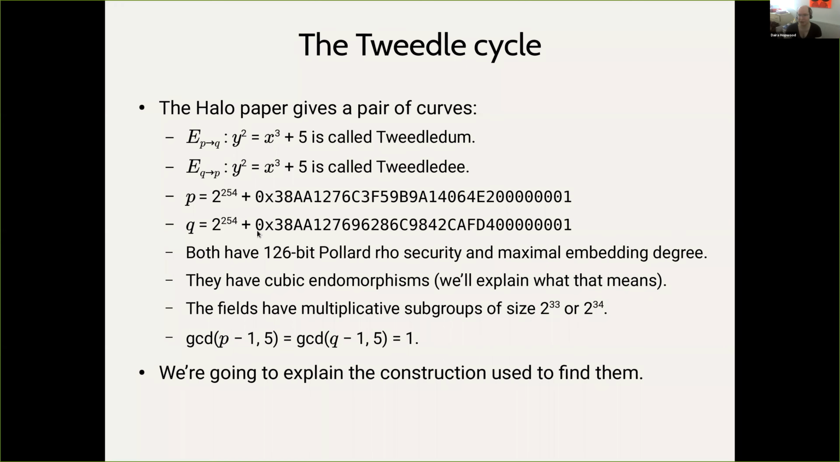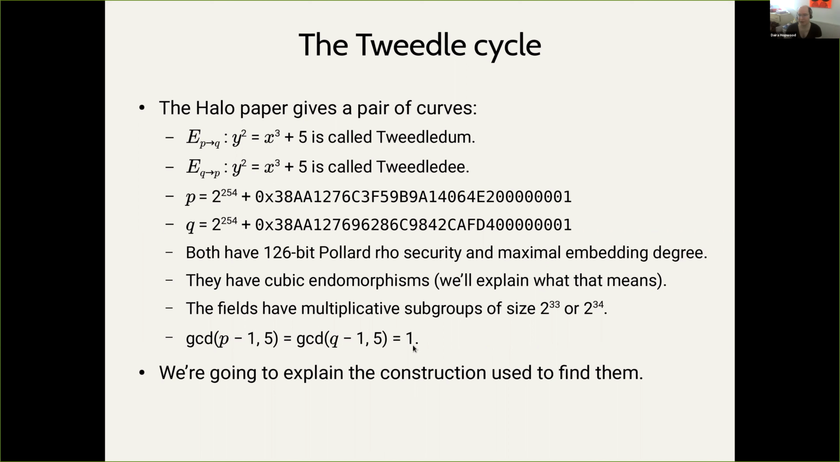They both have 126-bit security. So typically the security level of an elliptic curve will be half the order. And here we've got prime order, so that's roughly 2 to the 254. So half that. And they're not pairing friendly curves because we don't need pairings for this proof system.